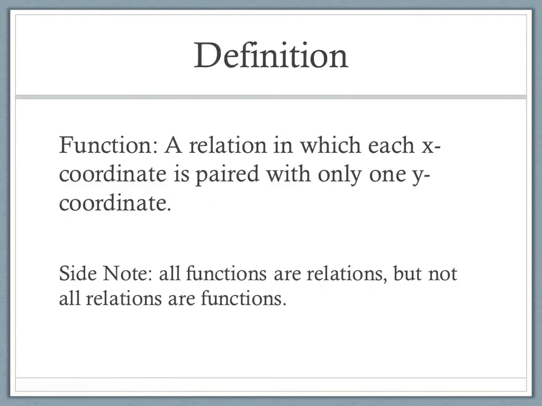Okay guys, so the new definition that we're going to talk about is a function. A function is just a special type of relation. We talked about a relation being x and y values. A function is when each x is paired with only one y coordinate. So in other words, our x's don't repeat. A side note: all functions are relations, but not all relations are functions. You're going to see some examples where it could be a function or it couldn't be. But the big thing is that a function is when the x values only go to one y value, so your x values don't repeat.